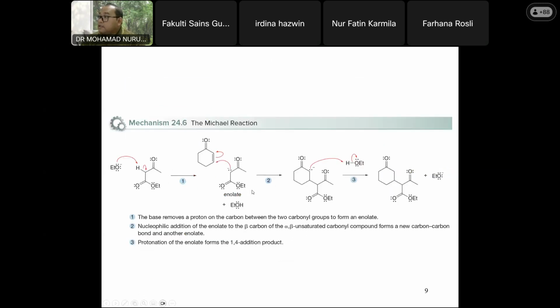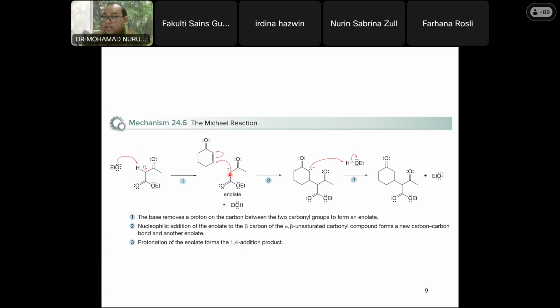The mechanism for the Michael reaction involves a base, which removes the proton on the carbon between two carbonyl groups to form an enolate. Of course, the donor will do some movement, and after that this one is the nucleophile. This is the base. It will extract the most acidic proton. In this case, this is the most acidic proton. They will extract the proton and make this one a carbanion.